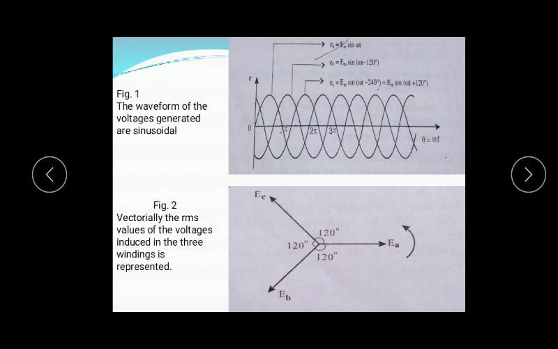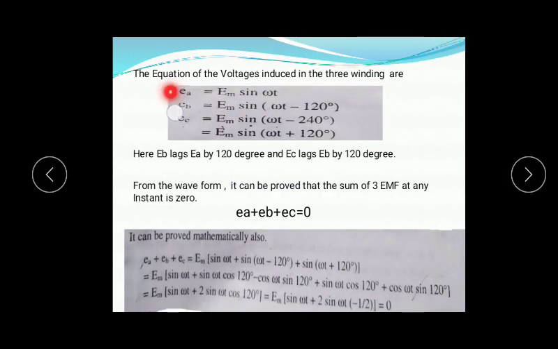Once the EMF is induced in the 3 windings, again they have a phase displacement of 120 degrees with respect to one another, right? The equations of the voltage induced in the 3 windings are: EA is Em sin omega t, EB is Em sin(omega t minus 120), EC is Em sin(omega t minus 240), which can be written as plus 120. So EB lags EA by 120 degrees, and EC lags EB by 120 degrees.